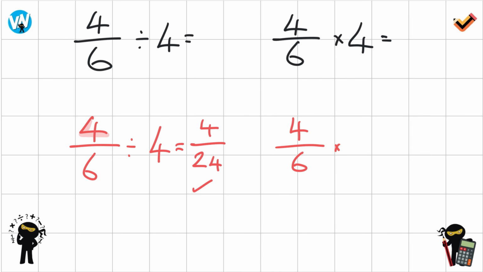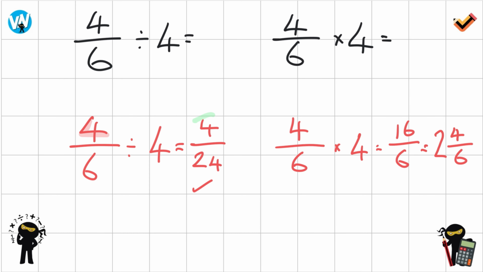We've got 6 over 4 times 4, which gives us, again, because it's times, we're going to multiply the numerator. So we've got 16 over 6. And again, that's an improper fraction. So we would go, how many 6s are in 16? Well, there's 2 whole ones, because that gets us to 12. And then we count from 12 to 16, which gives us 4 remainder. So 2 and 4 over 6.